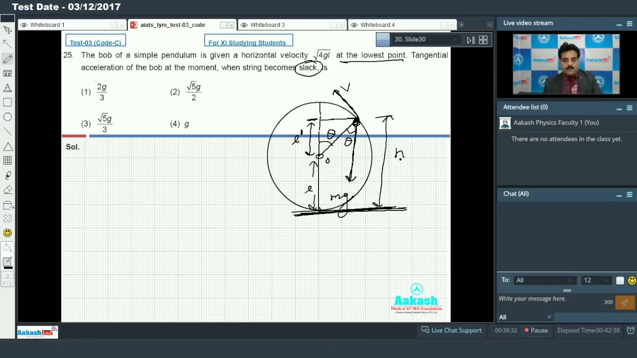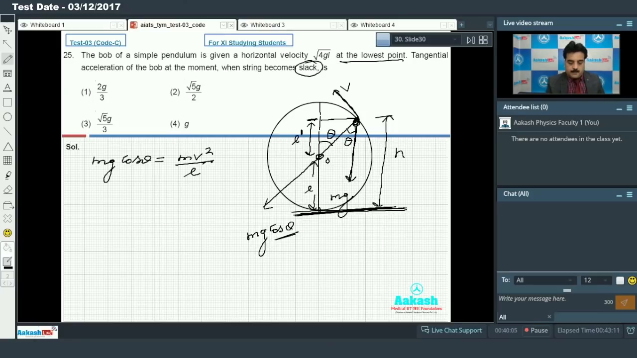when it will make an angle theta with vertical. Okay, so first if I resolve the component of this weight, then we'll get a component of weight mg cos theta here, and that will balance the centrifugal force. We know that in circular motion, a force mv square by r acts on the right side. So here I can write mg cos theta is equal to mv square by L, because in this case the radius is L, because the length of the simple pendulum is L.